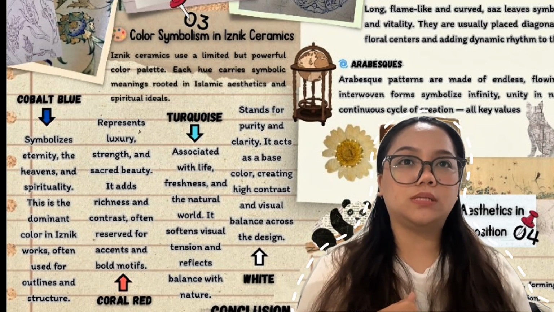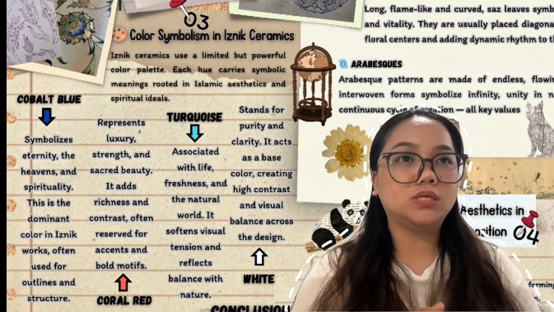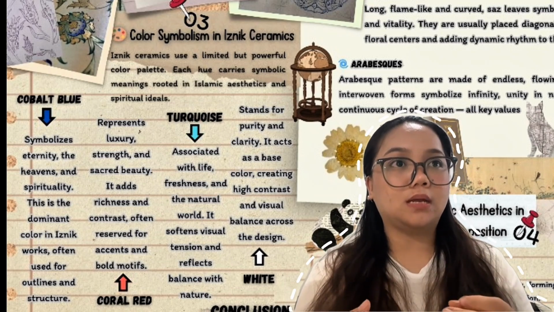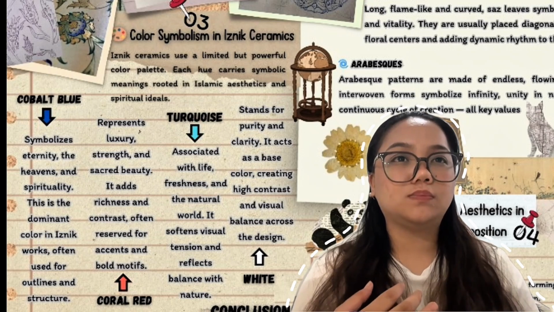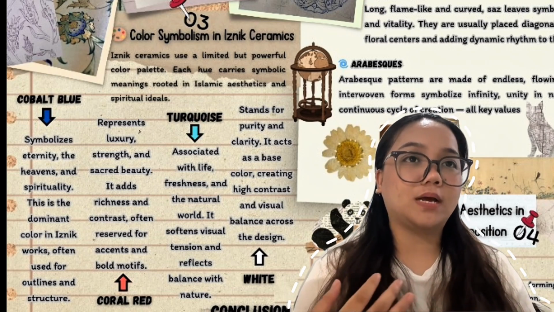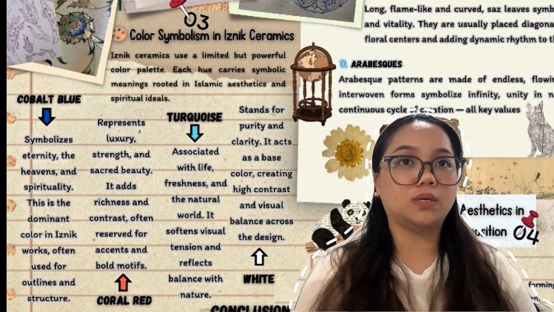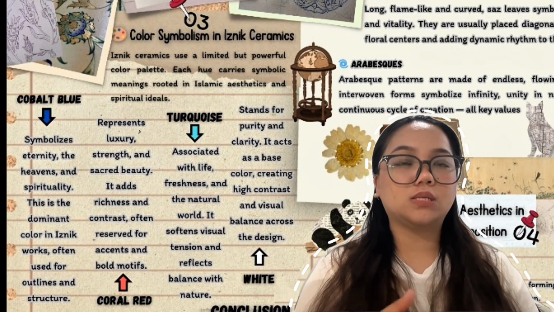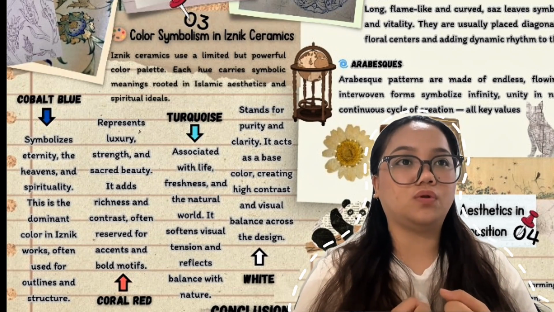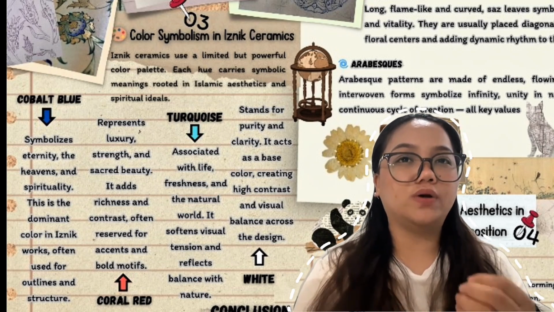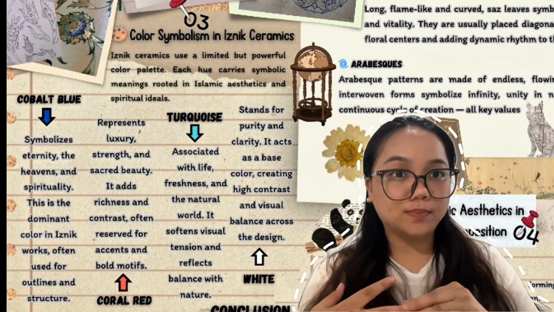I also show how these colors are balanced in composition, usually with blue as the base and red or green used to enhance contrast. This color placement helps guide the viewer's eyes and strengthens the harmony of the pattern. Overall, this section reveals that color in aesthetic ceramic is both decorative and meaningful, contributing to the overall beauty, balance, and symbolism of the artwork.